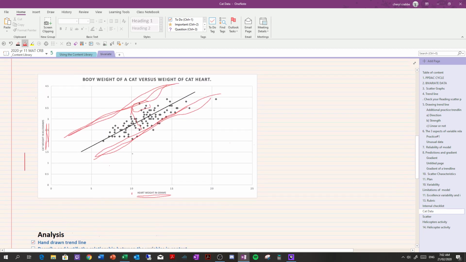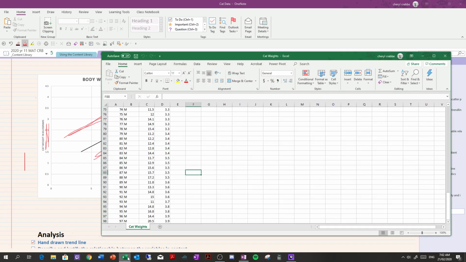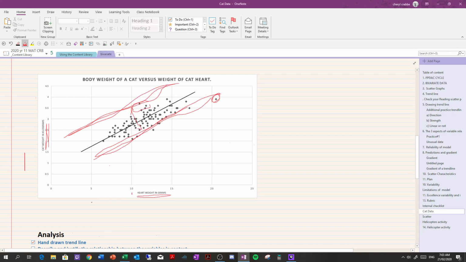Describe anything unusual. Well, I would say that this is probably an unusual point right here around 21 and it seems to be about 3.8. Now, if I want to find that, I could probably find that. That might be that one there on the very last dot, which seems to be the biggest one. So that seems to be that dot right there, about 20.5. Or if you said 21 and about 3.8, 3.9, that's fine. You get it off the graph.